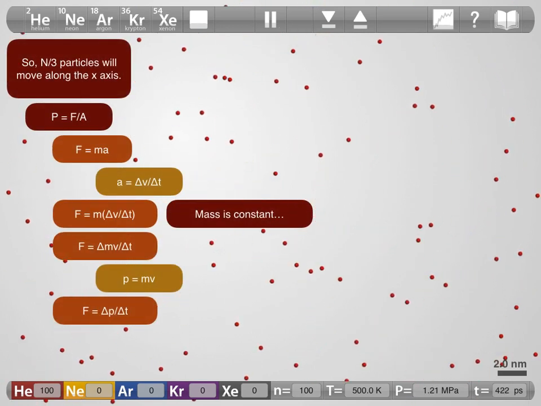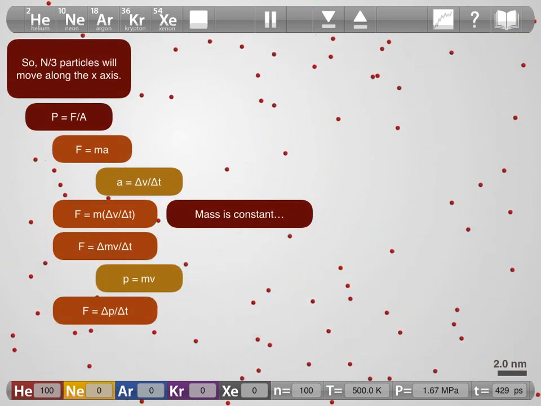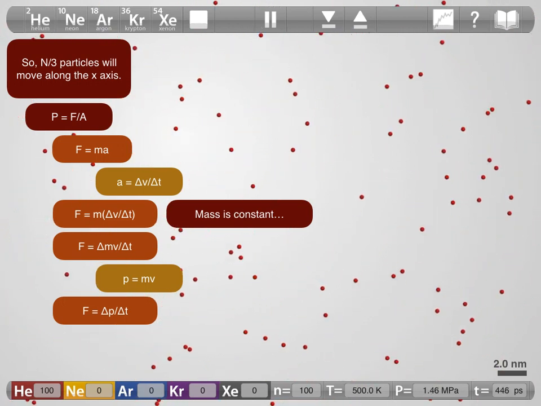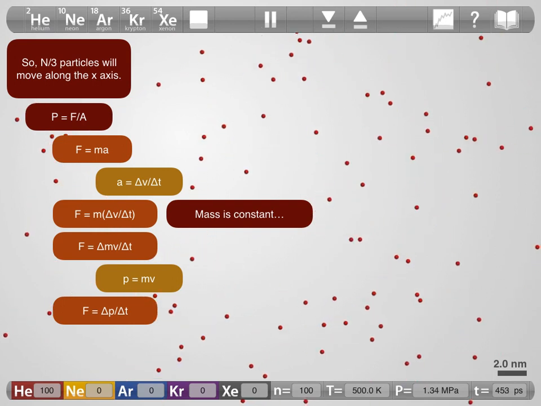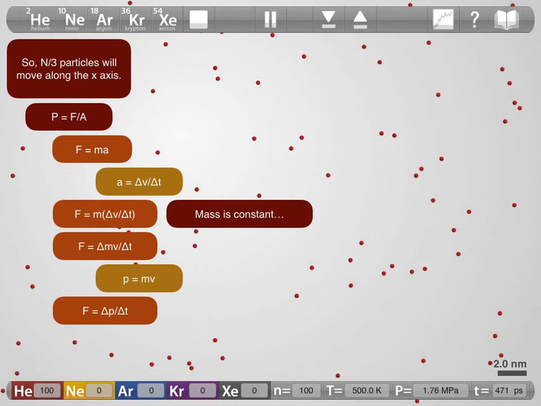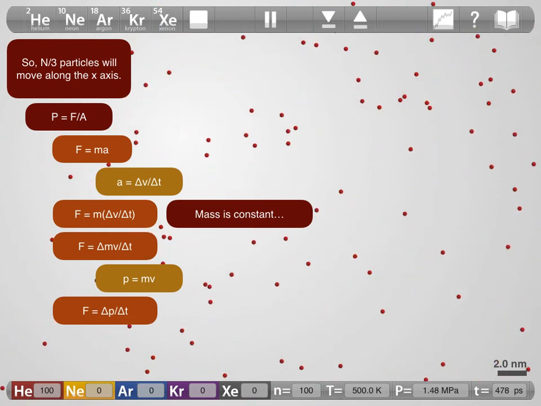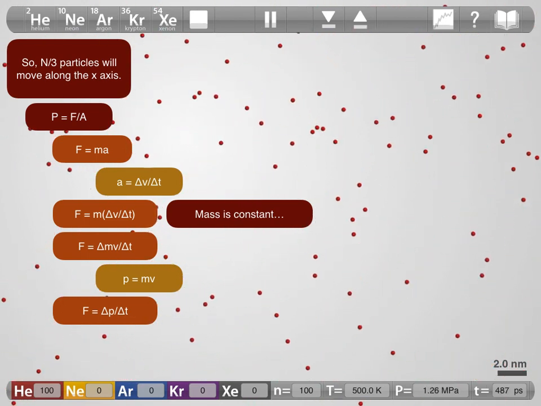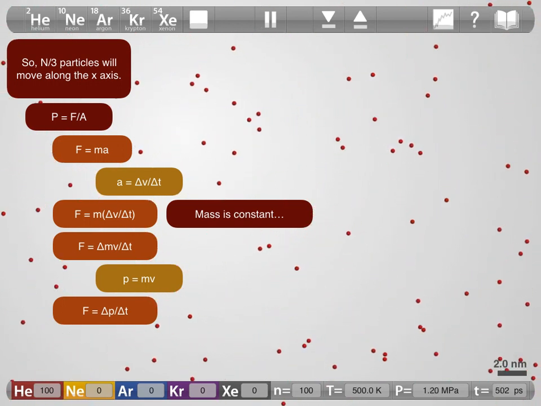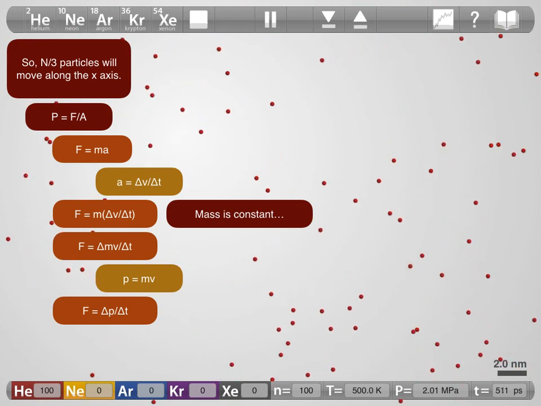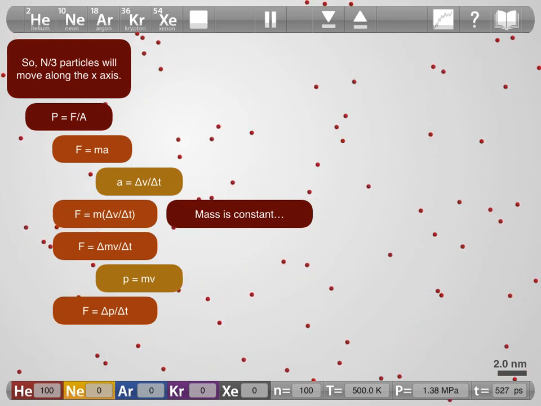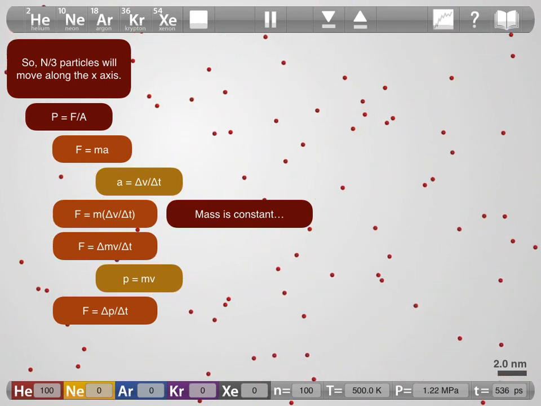Now, pressure is equal to a force applied over a given area. Since force is equal to mass times acceleration, and acceleration is equal to the change in velocity over change in time, then substituting, force is equal to mass times change in velocity over change in time. Or, change in mass times velocity over change in time. Since momentum, symbolized by P, is equal to mass times velocity, force is equal to change in momentum over change in time.